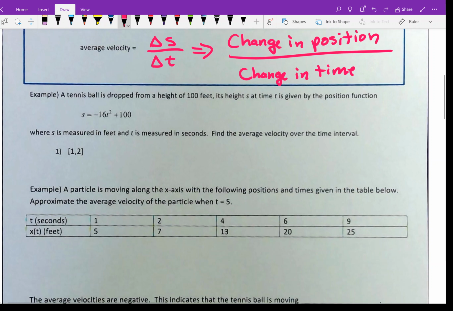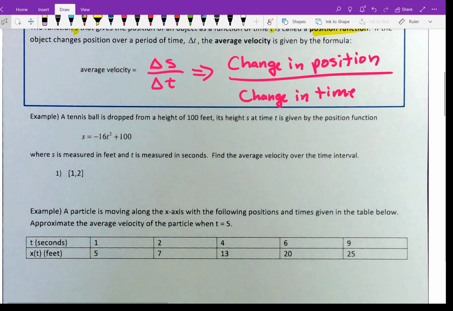In this particular problem, we're given that a tennis ball is dropped at a height of 100 feet. Its height s at time t is given by the position function. It's given, we don't have to figure that out. It's minus 16t squared plus 100.